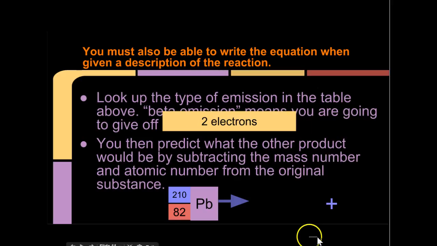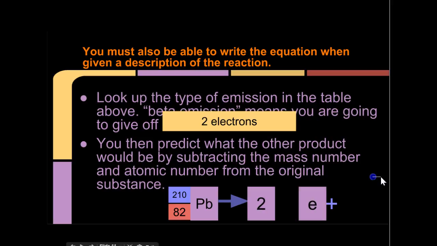The next thing you're going to do is look up the emission that they tell you. They tell you beta emission, which means that we're going to give off electrons. So then you're going to write in electrons here, which is 0 on top and -1 on the bottom. And then you have to predict the other product.